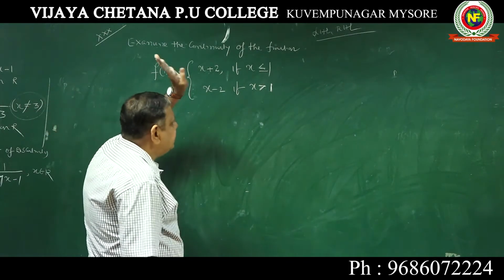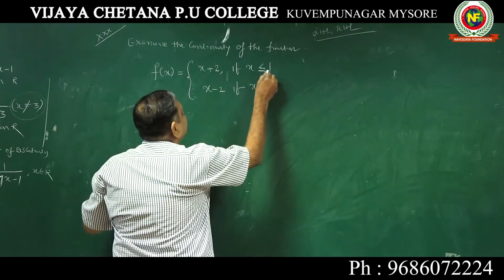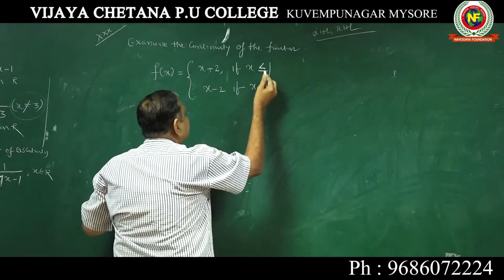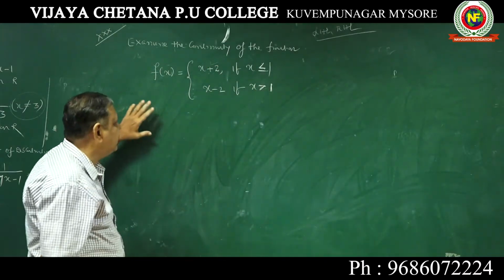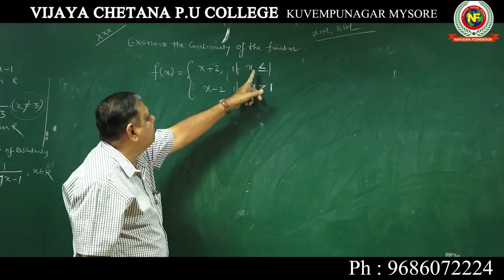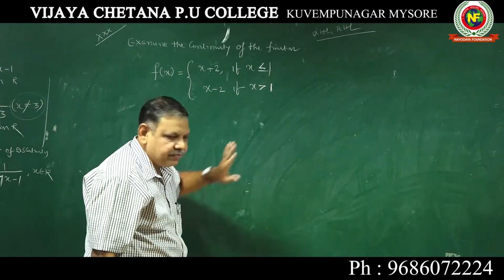Now see, at x equal to 1 the function is defined, take this. When it says x equal to 1, you should take the function wherever the equal to sign has come. Whether it is defined, the first condition: yes, at x equal to 1 it is defined, x plus 2. Find f(1), all test.